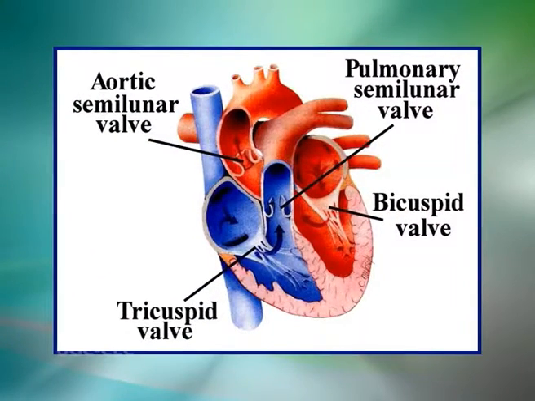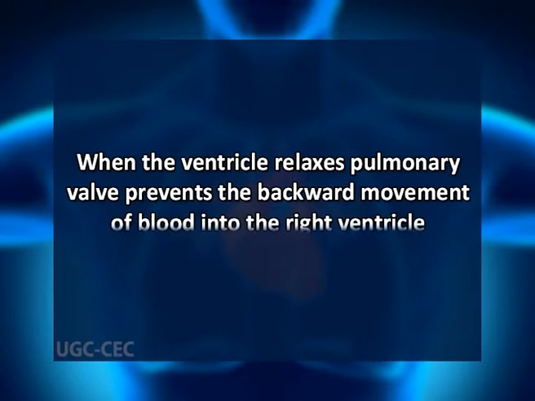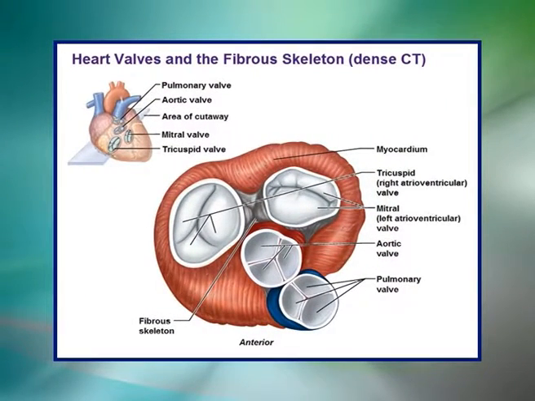These cusps are also attached via chordae tendineae to two papillary muscles projecting from the ventricular wall. The tricuspid and the mitral valves are the atrioventricular valves. The semilunar pulmonary valve is located at the base of the pulmonary artery. This has three cusps. When the ventricle relaxes, this valve prevents the backward movement of blood into the right ventricle. The semilunar aortic valve is at the base of the aorta. This too has three cusps, which prevent the blood flowing backward from the aorta into the left ventricle.